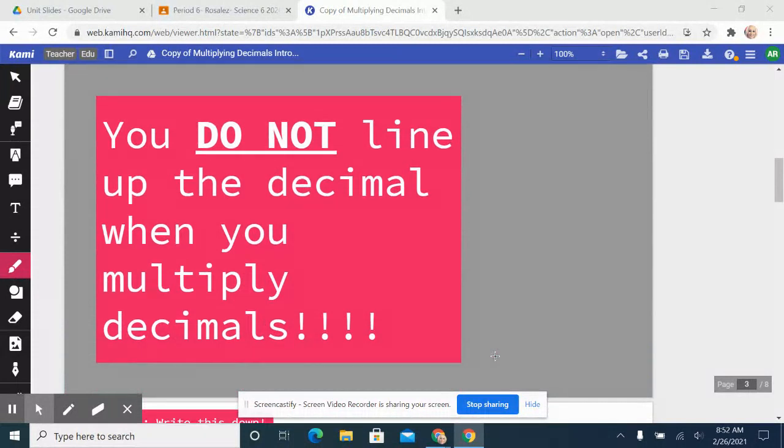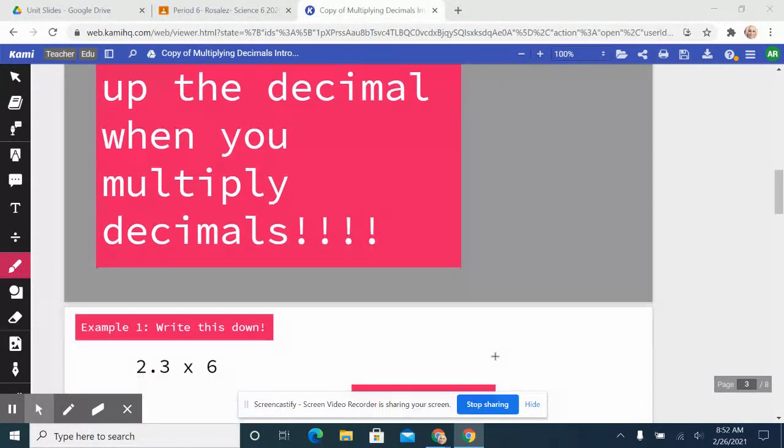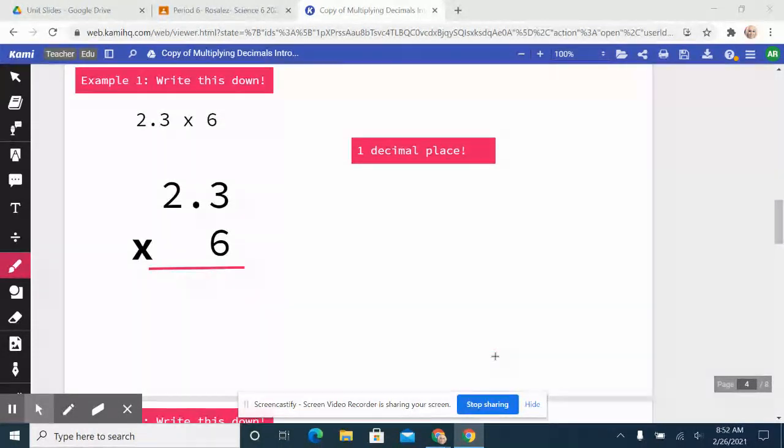So you do not line up the decimal when you multiply. Kids get this confused, which is what makes decimals hard. So when you go to 7th grade, you need to know when you add and subtract, you line them up. When you multiply, you add in the decimal at the end. So you're going to write this down.